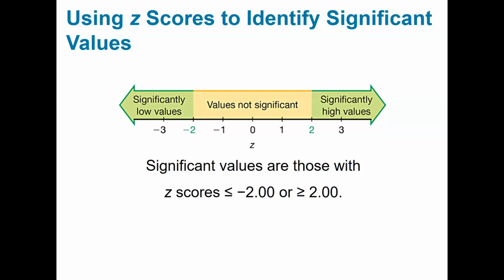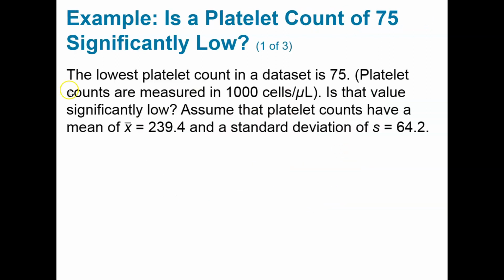Z-scores can be used to identify significant high and significant low values. The data value with the z-score less than or equal to -2 will be considered a significant low value. The data value with the z-score of 2.0 and up will be considered a significant high value. Let's read the following example. The lowest platelet count in the data set is 75. Is the value significantly low? Assume that the platelet counts have a mean of 239.4 cells per microliter and a standard deviation of 64.2.